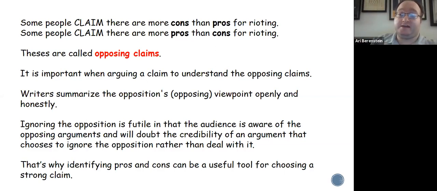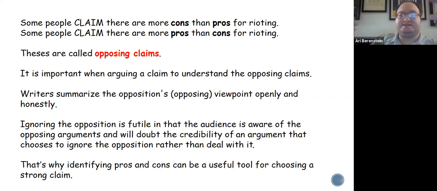Again, we teach you claim and evidence as a skill. We also teach you alternate and opposing claim as a skill. Alternate meaning just another reason or another claim. Opposing claim is the opposite, a claim or argument that goes against what you were saying before. It is important when arguing a claim to understand opposing claims. Writers summarize the opposition's viewpoint openly and honestly. Ignoring the opposition is futile, because the audience is aware of the opposing arguments and will doubt the credibility of an argument that chooses to ignore the opposition rather than deal with it.